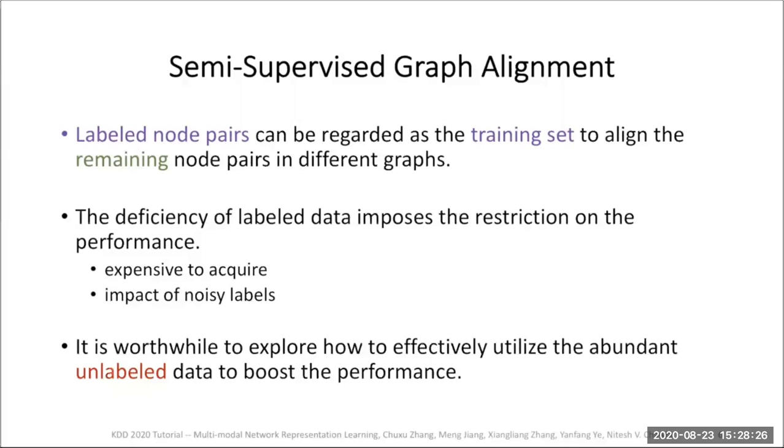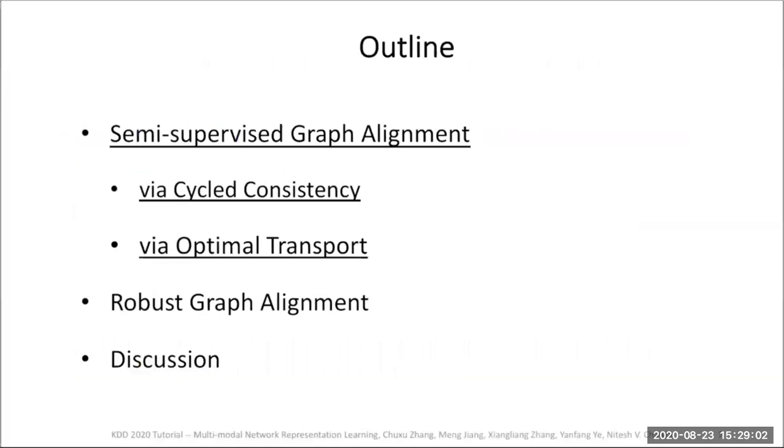The idea is that we have labeled pairs that can be used as a training set to align the remaining node pairs in different graphs. However, it is often expensive to have a large number of labeled node pairs. Also, the labeled node pairs may have noise that will affect the alignment results. So I will first introduce two approaches that leverage the large amount of unlabeled node pairs to boost the performance of graph alignment. These two approaches are based on cycle consistency and optimal transport.